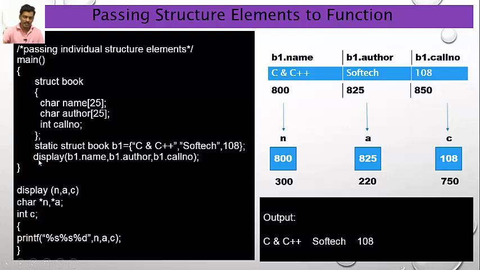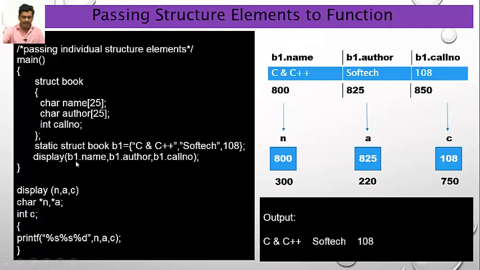This is the function call. This is the function definition. So we pass 3 arguments as actual arguments. In the formal arguments, n, a, c are the formal arguments. b1.name is a character array. So name is an array.